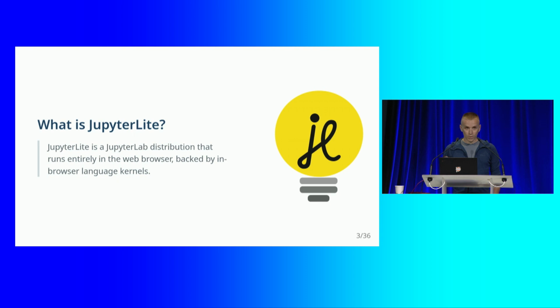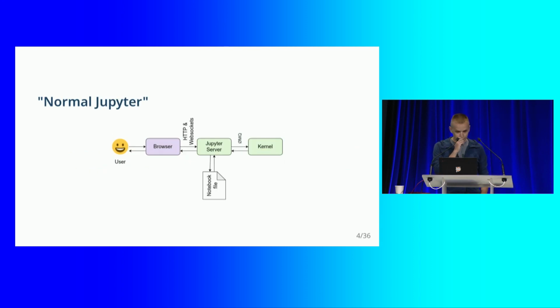So you might be wondering, what is JupyterLite? JupyterLite is a JupyterLab distribution that runs entirely in a web browser, backed by in-browser language kernels. So what that means is, if you take a normal Jupyter, and by normal I mean the thing you've been used to for many years, you have different boxes that could potentially be running on different machines. So you have a browser for the user, you have a Jupyter server running somewhere, you have a kernel potentially running somewhere else, and you also have notebook files potentially somewhere else as well.